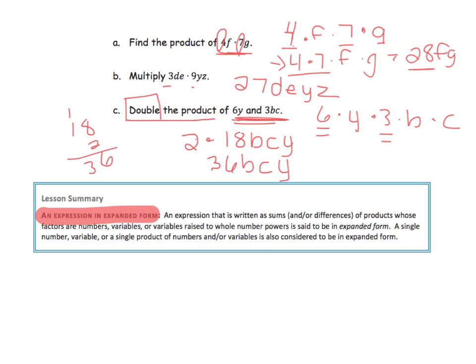All right, so the vocabulary was an expression in expanded form. That just means it's written as the sums or differences of the products, and it could be variables raised to a whole number power. So you're just expanding it out. All right, that's it for this lesson. We out.